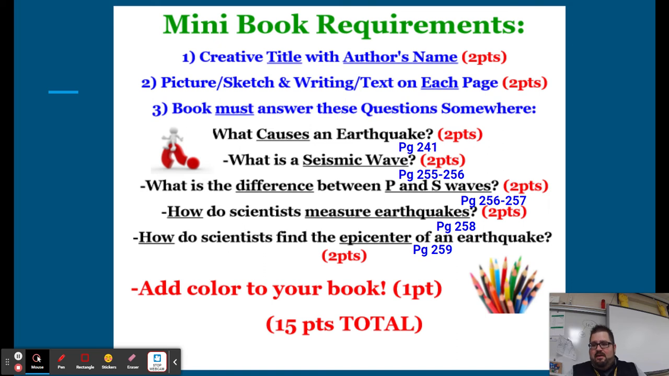You're going to have a creative title. You're going to have some sort of writing and sketch on each page. You're going to include the questions. Those will kind of be your title for each page. What causes earthquakes? What are seismic waves? Difference between P and S waves? How do scientists measure earthquakes? And how do scientists find the epicenter of an earthquake? Add color to your book. It's going to be 15 points total.